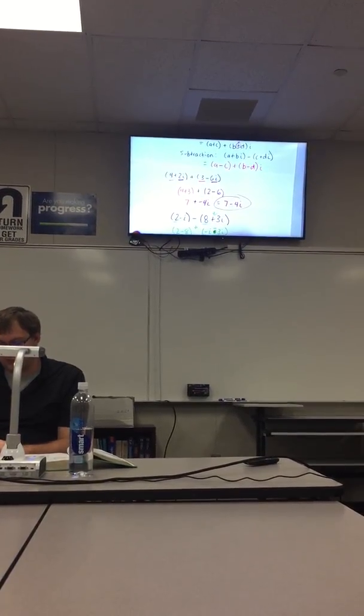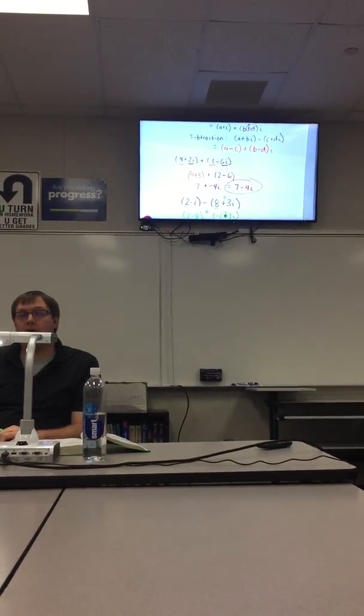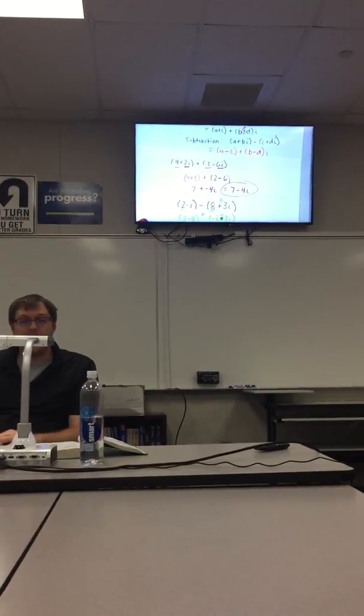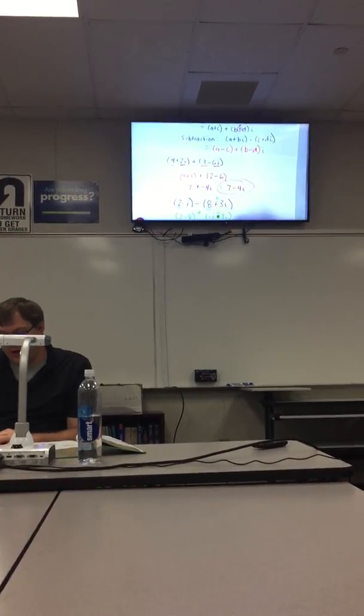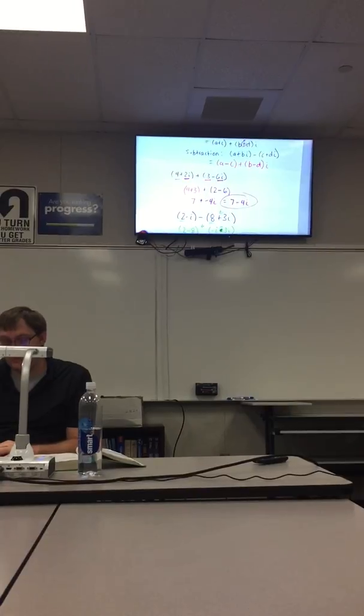Negative 4i. Good. Whatever you get when you subtract or add here is the sign that goes along. So your final answer would be negative 6 minus 4i. And there's your answer.